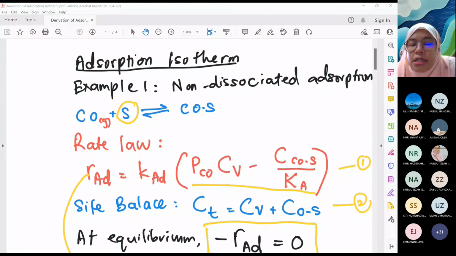And hopefully next class, face to face, hybrid lah, because ada some of you yang memang tak boleh face to face, kita akan tengok untuk part surface reaction. The most important part is surface reaction. Kalau you tak tahu on how to write the adsorption isotherm ni, nanti it becomes more complicated, lagi susah untuk nak faham bila kita dah buat surface reaction, sebab surface reaction lagi panjang dan lagi complicated compared to the adsorption step ni.